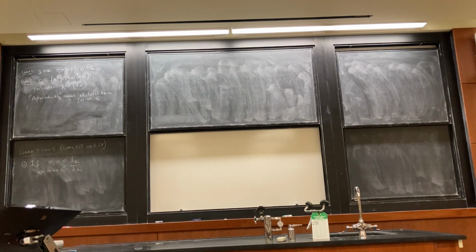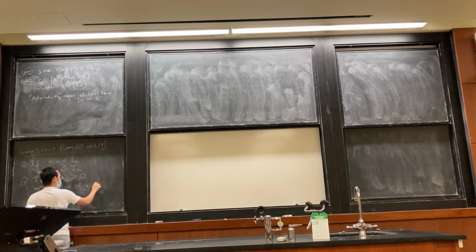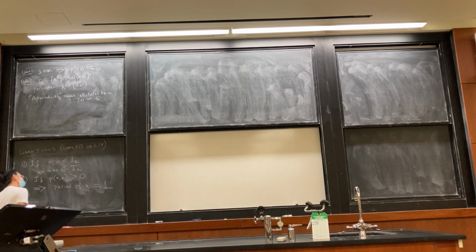So moving on to our next, part 2. So what is part 2? So if P is positive, then it is immediately implying that the period is equal.